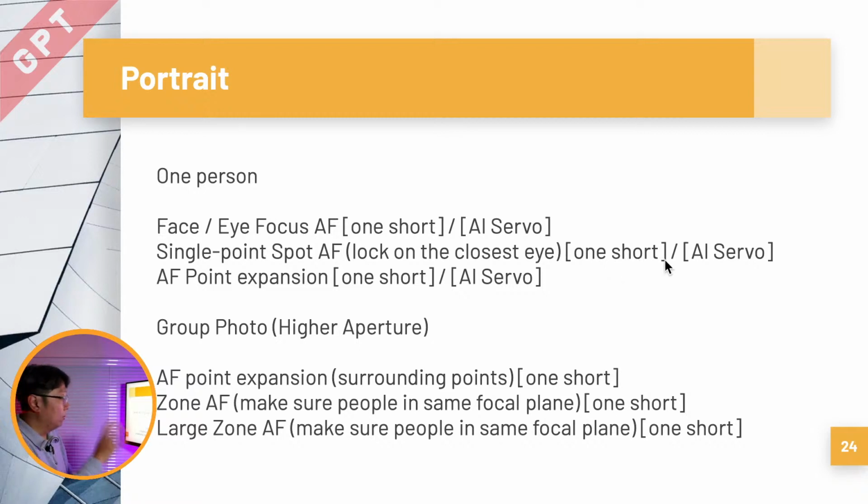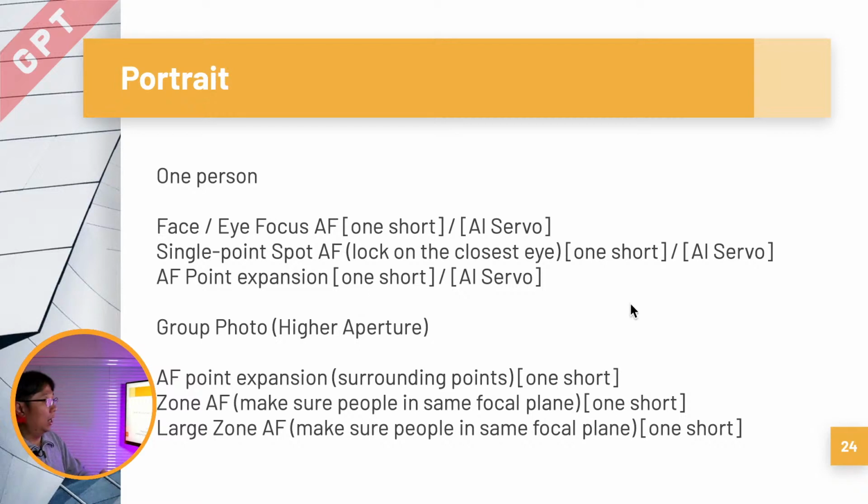Either way, you can do one shot or AI Servo. These two depend on whether your subject or the model is moving. If you have a very long lens, 85 or something, you can use AI Servo as well if you want to make sure every photo is tack sharp. Another one, AF point expansion, is okay as well. If they might be moving around and you want more dynamic photos, with the hair waving a little bit, use one shot or AI Servo.